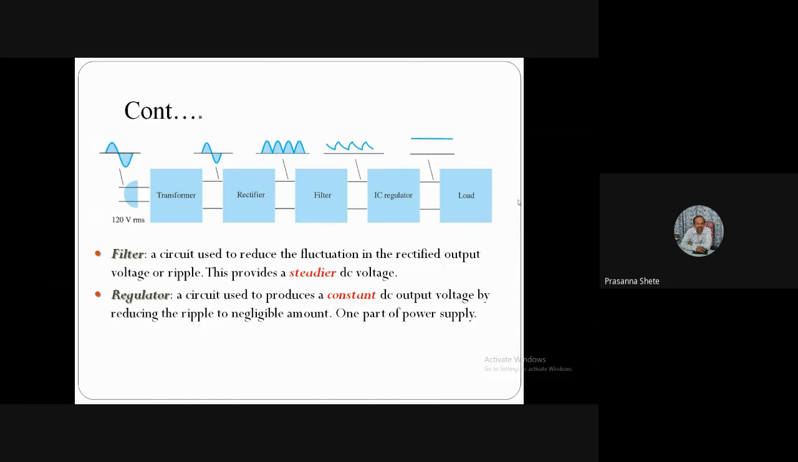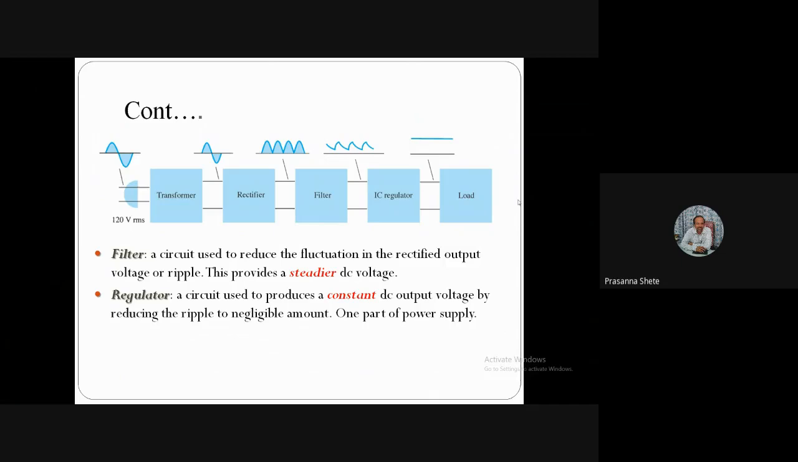As we know that capacitance filter is used for lower current ratings, inductance filters are used for high current ratings, and so on. So here in this case, we will be studying low current ratings. So we will be only discussing about the capacitance filter as the third block over here. Then the fourth block on the screen is IC voltage regulator.